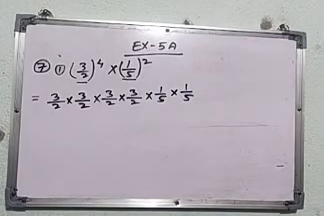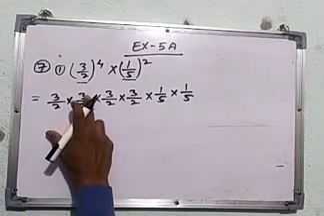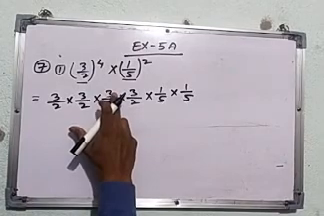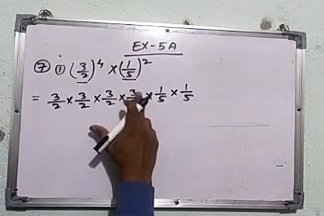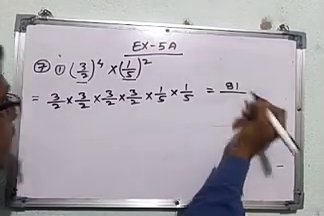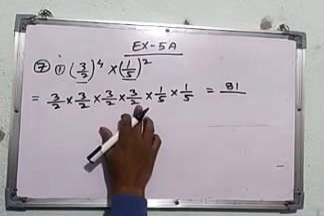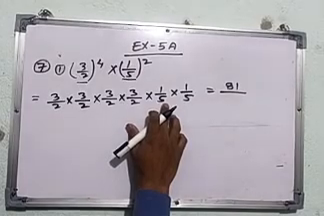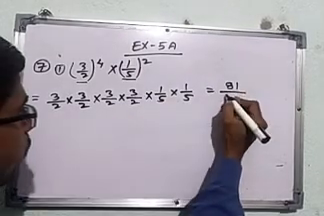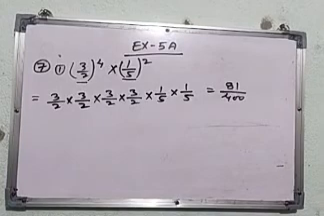Now you multiply: 3 into 3, 9; 9 threes are 27; 27 threes are 81. So here you write 81 in the upper part and in the lower part 2 twos are 4, 4 twos are 8, 8 twos are 16; 16 fives are 80 and 5 fives are 25, giving 400. Your rational number is 81 by 400.